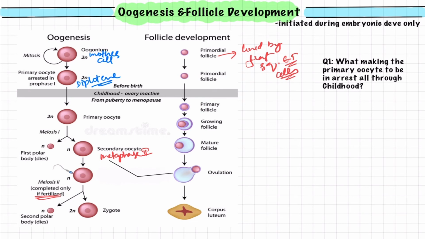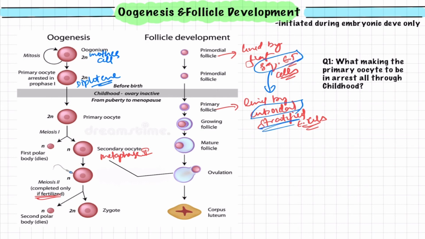The characteristic feature of the primary follicle is that it is lined by cuboidal stratified epithelial cells. So this is how they are transformed from squamous to cuboidal, that is stratified epithelial cells. As they go further into the growing follicle, these layers increase.